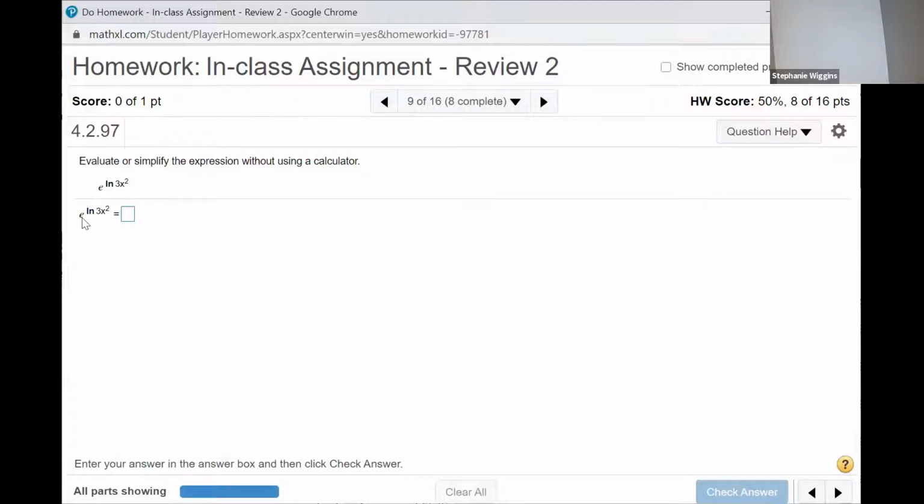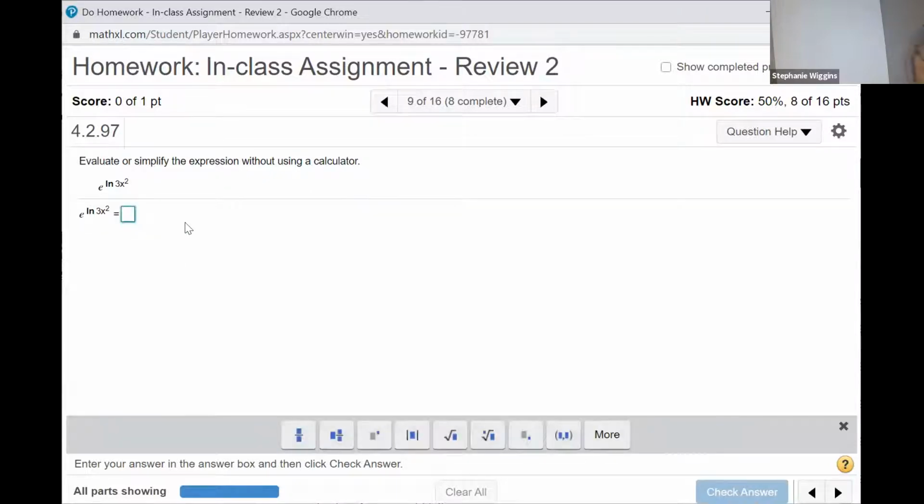Here again, the natural log is base e, and here we have e raised to the power of the natural log. They cancel each other. So this is just going to be 3x squared.